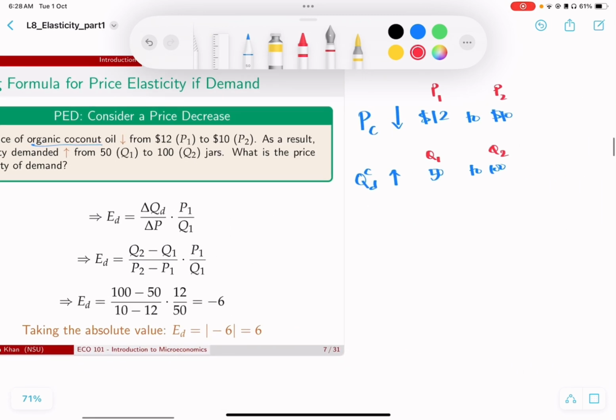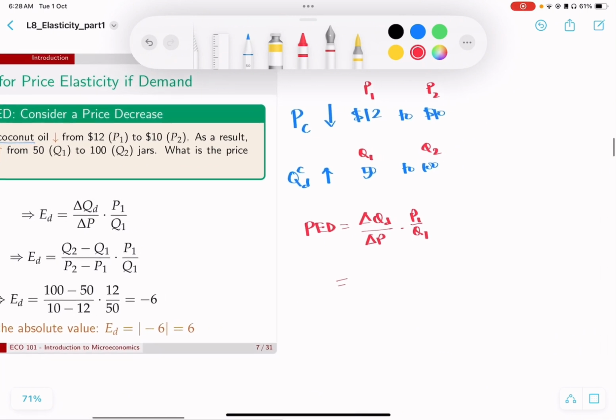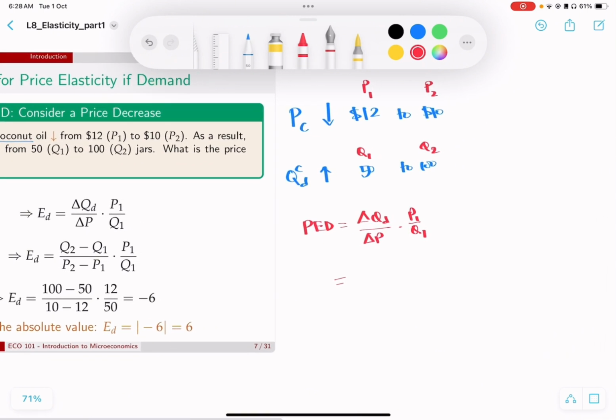So we're being asked to find out the price elasticity of demand. Remember, the formula is change in QD by change in price times P divided by Q. All right, the original price, original quantity. Okay, what's the change in quantity demanded? Right, so change in quantity demanded is Q2 minus Q1. So it's going to be 100 minus 50. So it's going to be 50. Okay. So let's just plug it in here.